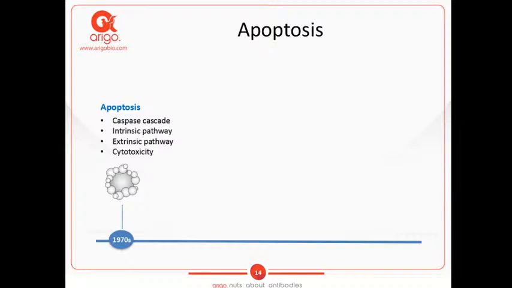Let me summarize the apoptosis. Apoptosis works through the Caspase cascade. There are intrinsic and extrinsic pathways. The immune cells mediate cytotoxicity to eliminate tumor-infected or other harmful cells.